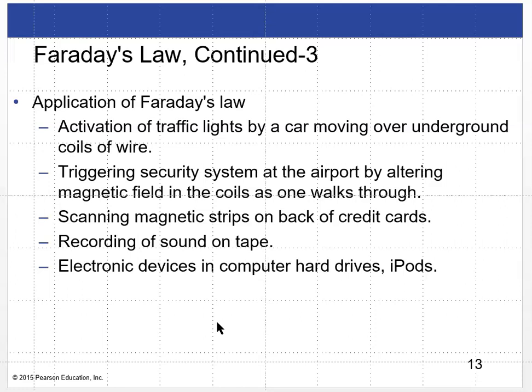The same sort of mechanism works in security systems at the airport. When you drag a ferromagnetic metal through a loop of wire, you change the magnetic field in the wire, and that sends a signal to the police telling them to pull you off to the side and say, hey, look, have you got any weapons?